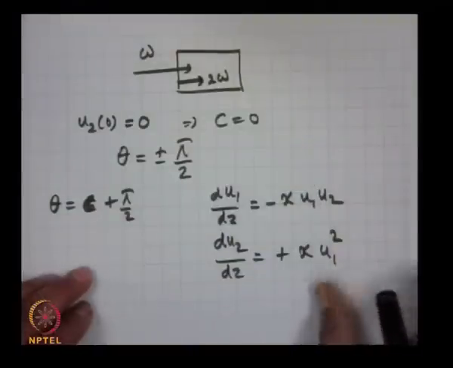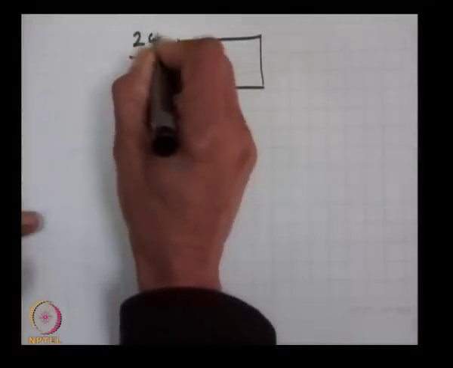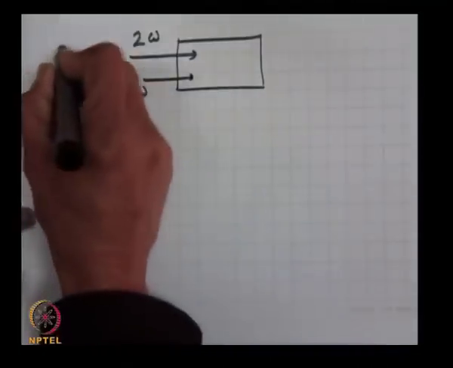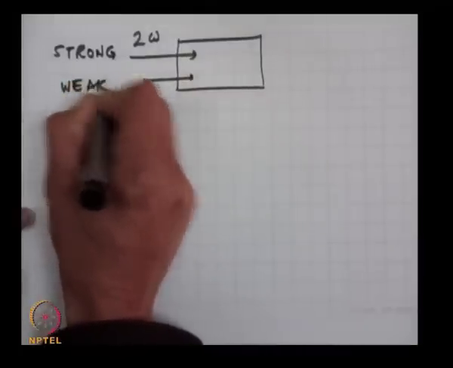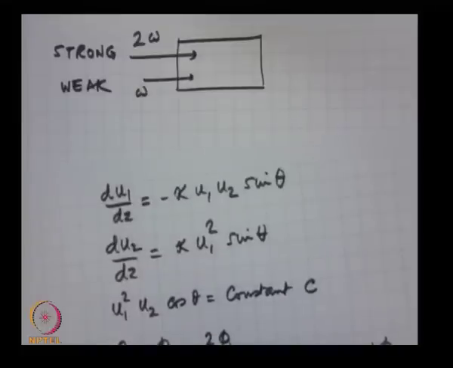Now, if I look at the other situation, the amplification process. Here I have not just omega incident, but I have a strong 2 omega incident and a weak omega incident. So I have a strong 2 omega and a weak omega. Remember, the problem we started looking at was, can I generate omega from 2 omega? And I showed you that, if you look at these equations, if your u2 is finite and u1 is 0 at z equals 0, u1 always remains 0, as I showed you from those first equations.